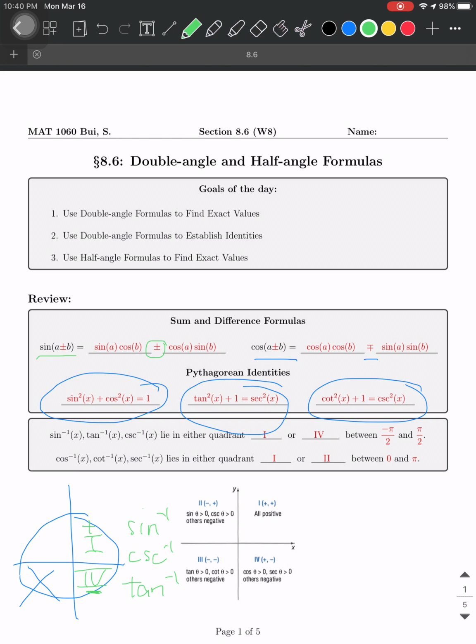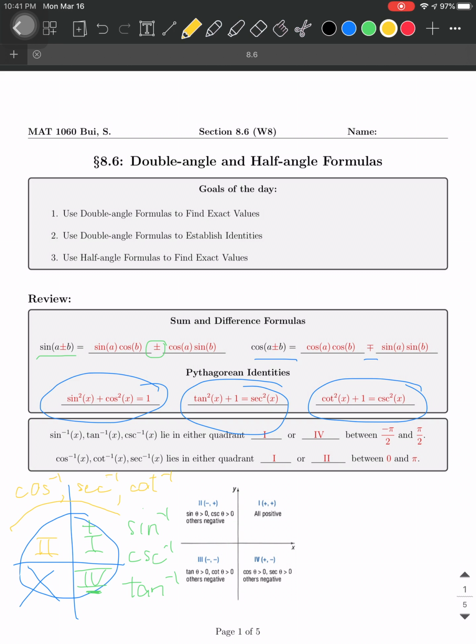Okay, and then the reciprocal of sine would be cosecant, and tangent would be in there also because of the quotient identity. We know that tangent equals sine divided by cosine. So we base it on the top of the fraction. So tangent would go together with sine. Okay, with the same logic, we will have quadrant 1 and quadrant 2 for cosine inverse and the reciprocal of cosine, which is secant inverse, and also cotangent inverse.